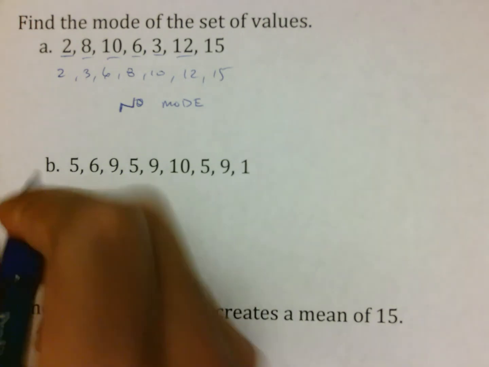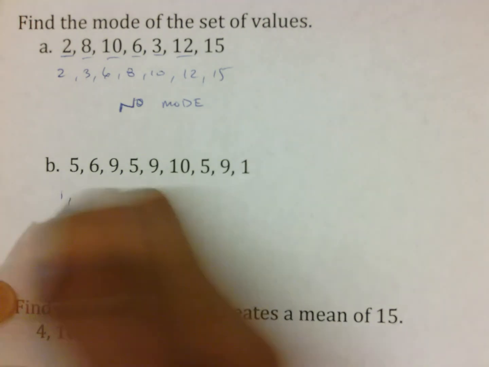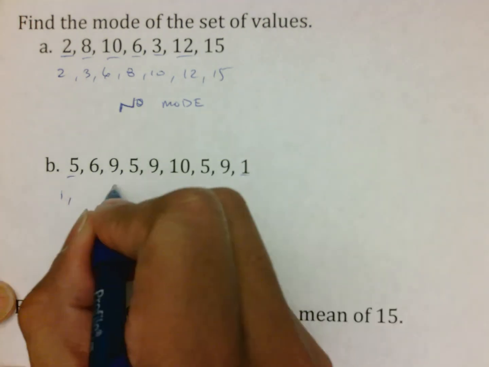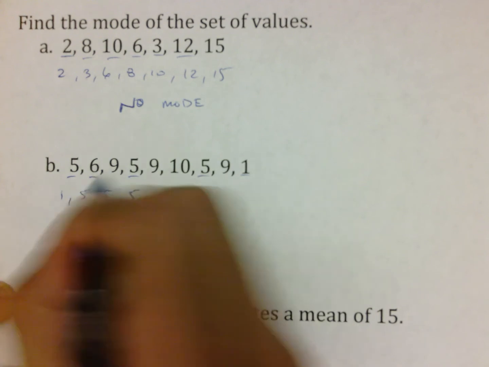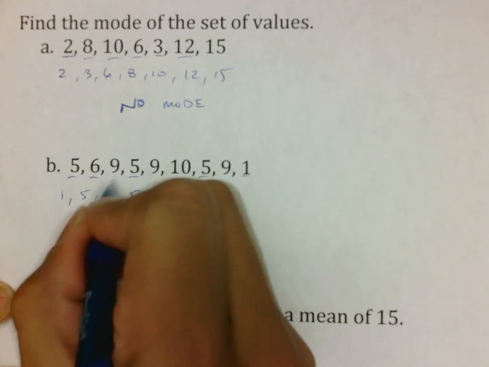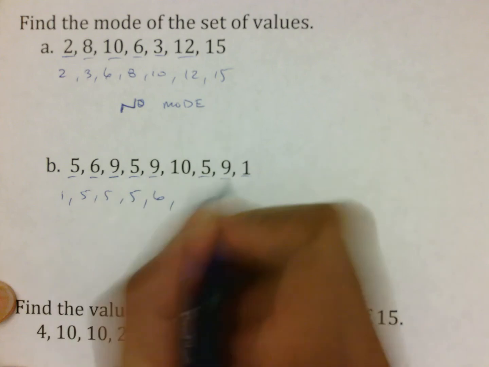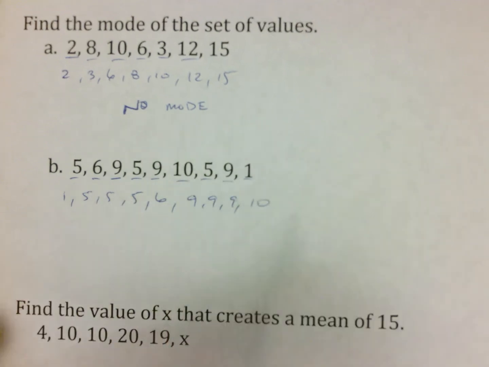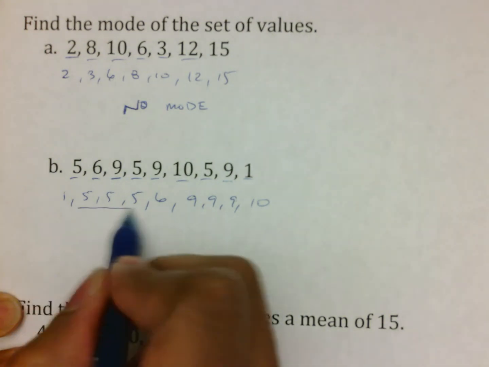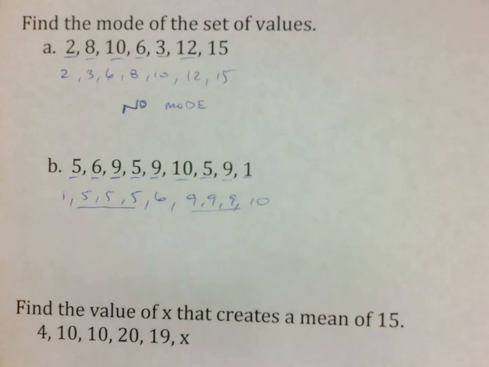But if you look at the other one here, again, I probably should have put this in order. 1, 3 5s, 1 6, 3 9s, 1 10. So looking at this one, you have 3 5s, 3 9s, and there is now a tie for first.